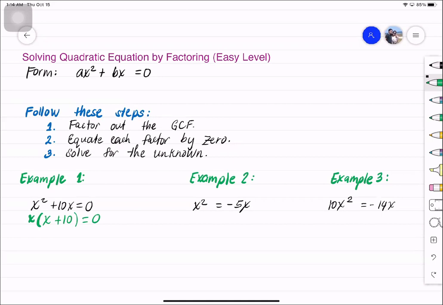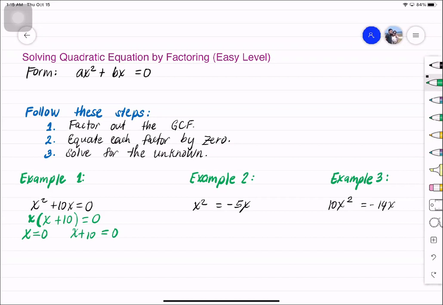So we can now proceed to step 2: equate each factor to 0. When we say equate each factor to 0, we just simply put equal 0. How many factors do we have? Two factors: one is x and the other one is x plus 10. We just simply put equal 0 for each factor. Then step 3, solve for the unknown for each equation.